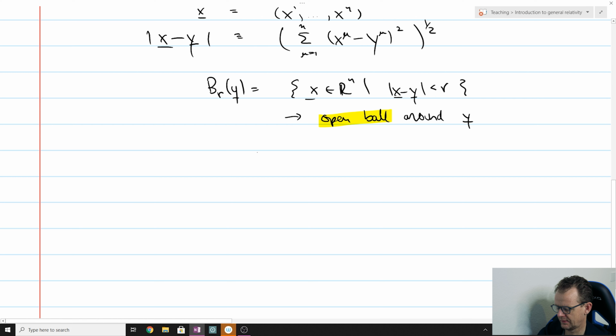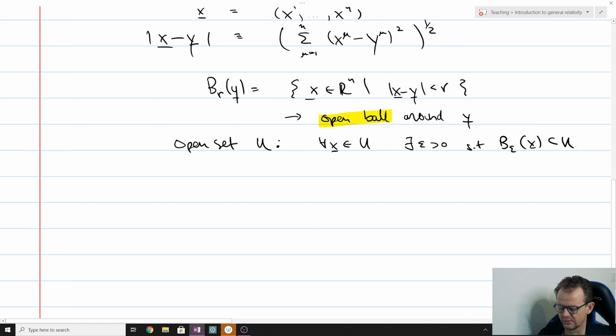Then we need to have the notion of an open set U. For our purposes, it's sufficient to think of an open set as a set U where for all points x inside the set U, there exists a positive, potentially very small number epsilon, such that the ball of radius epsilon around the point x is always within U. So an open set, in Rn at least, is defined by these properties.